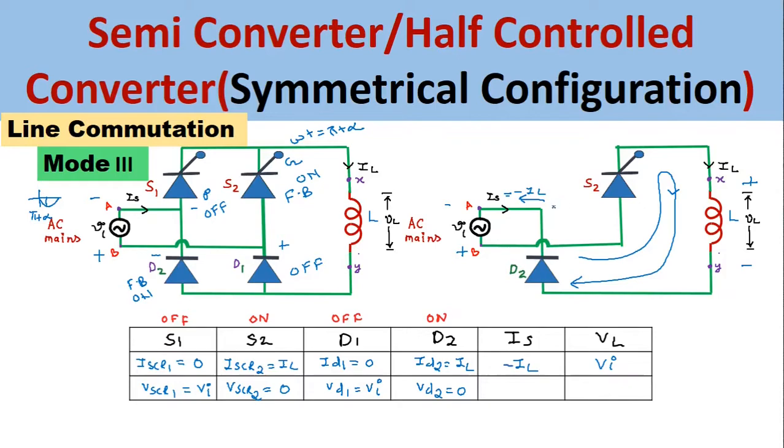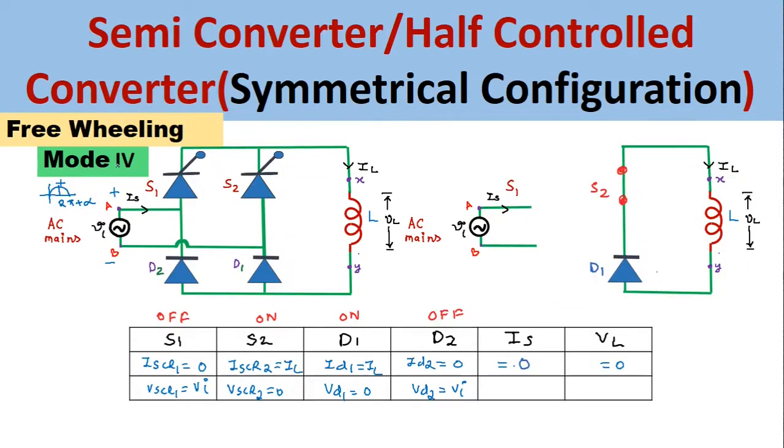Now one more thing we have to consider here: since the current and voltage across the load are in the same direction, that means the polarity of the voltage and current is the same, therefore this inductive load again starts storing the energy. So in mode number 1 and mode number 3, the inductor will store the energy and it will again induce an EMF, which is called the self-induced EMF in the load.